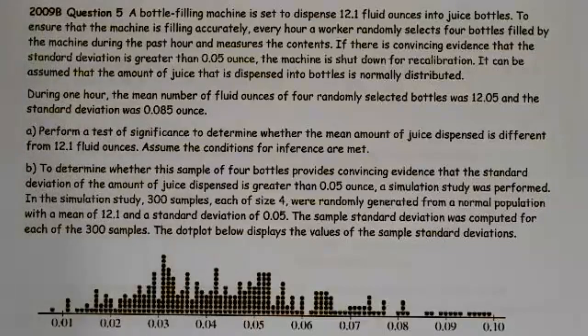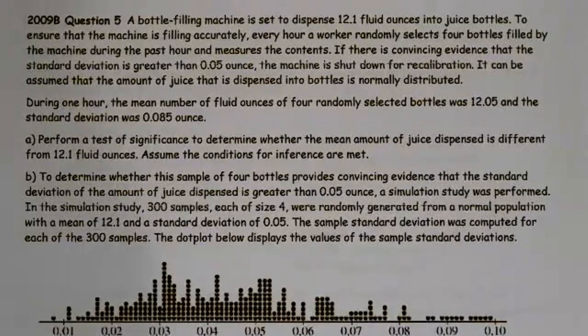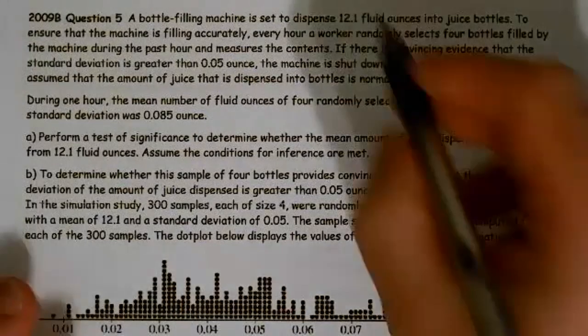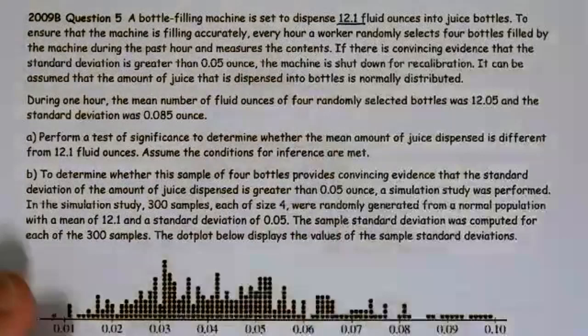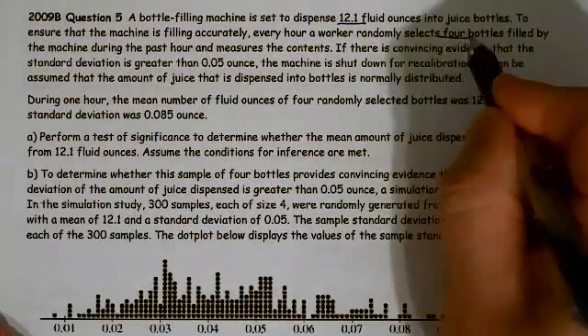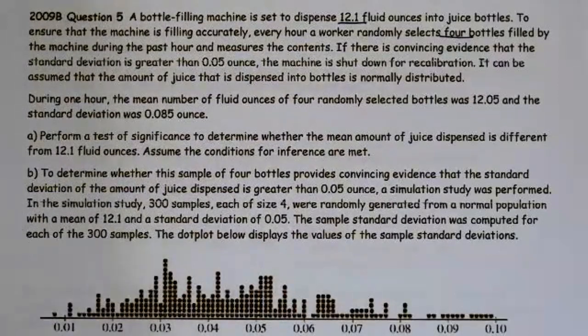All right, so this is a 2009 Form B, question 5. And it says a bottle filling machine is set to dispense 12.1 fluid ounces into juice bottles. To ensure that the machine is filling accurately, every hour a worker randomly selects 4 bottles filled by the machine during the past hour and measures the contents.